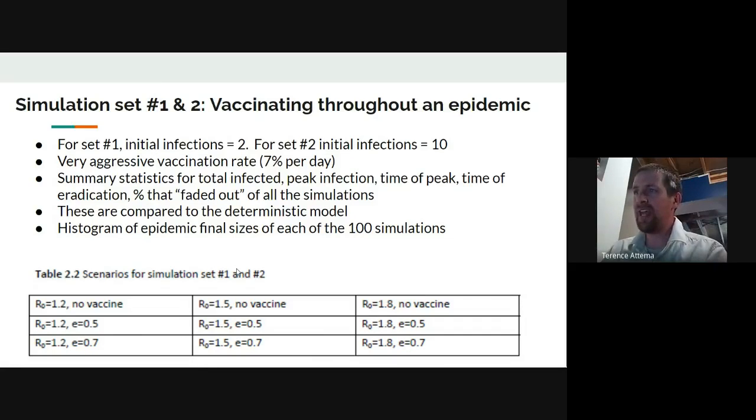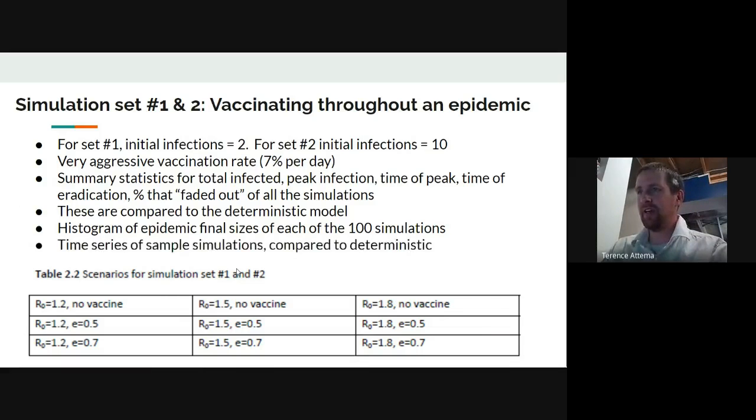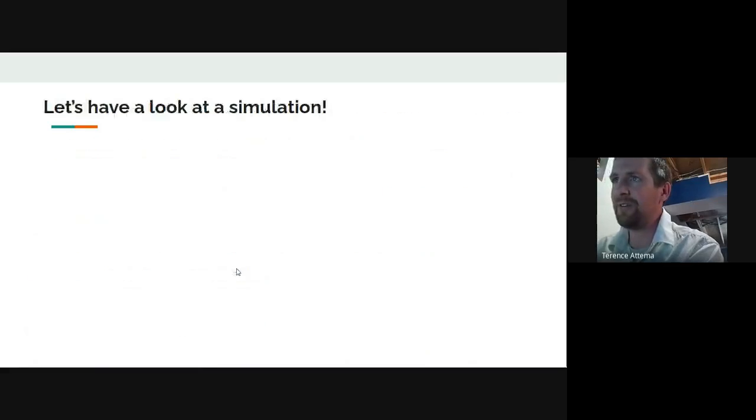I did it for an R0 of 1.8, 1.5, or 1.2. I tweaked the vaccine efficacy to 0.5 or 0.7. I also looked at no vaccination, to see how it compared to not vaccinating at all. These are the variables I tweaked. I also looked at time series of each of these cases, so the reader can get a visual of what might happen under various scenarios.